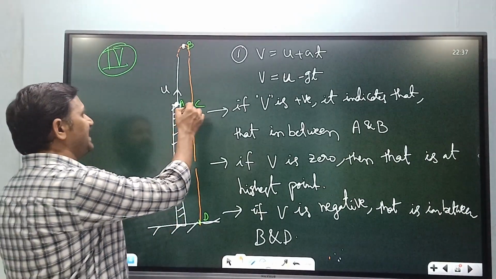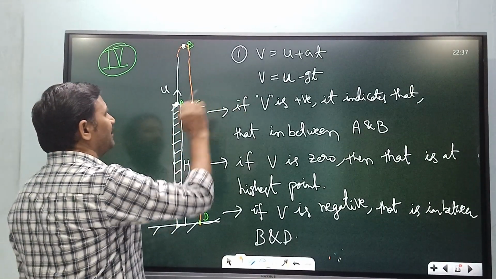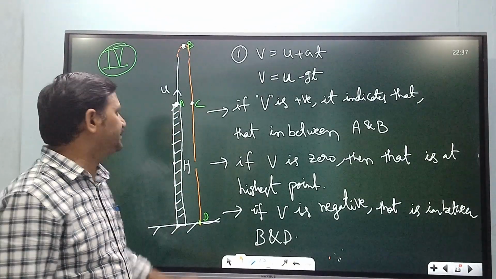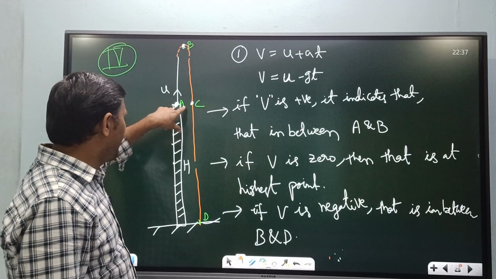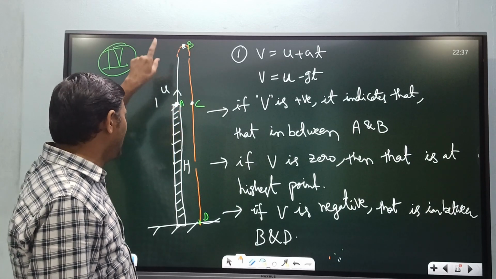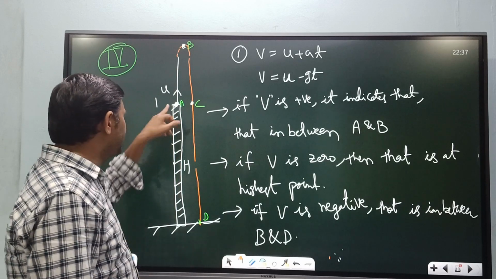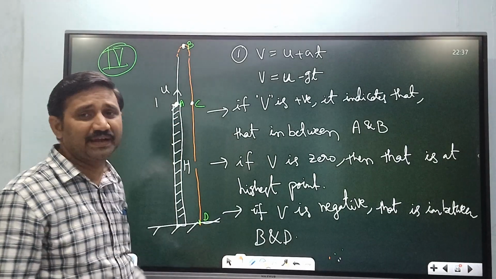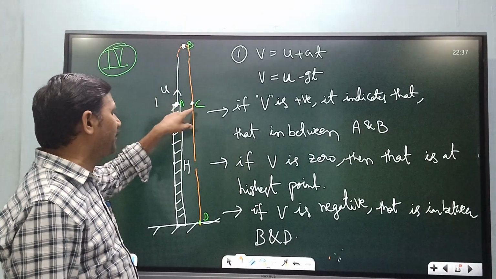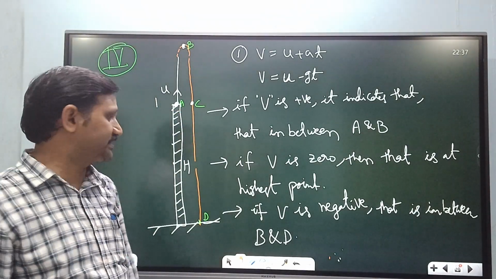At C, what is the velocity of the body? At C, the velocity of the body is 0 because there is no displacement. At the same points in the vertical position, in the upward motion and in the downward motion, the velocity magnitudes are the same. So at point A it is upward direction, and at point C it is in downward direction.